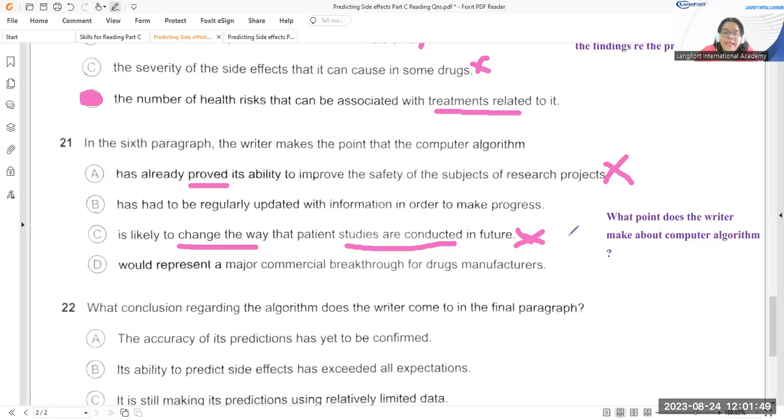No. Next one, Nivya. The writer makes the point that the computer algorithm would represent a major commercial breakthrough for drug manufacturers. Did they say that the computer algorithm would give a commercial breakthrough? Commercial breakthrough means a huge success for drug manufacturers commercially. No. Nothing. So what is your answer? Option B. Why is option B your answer? That it has to be regularly updated.